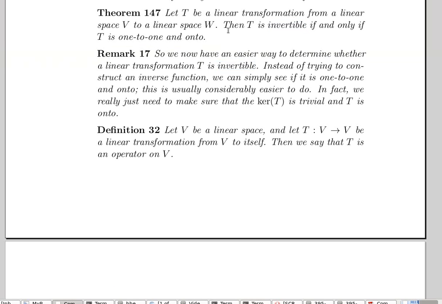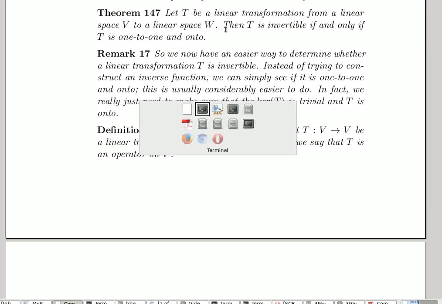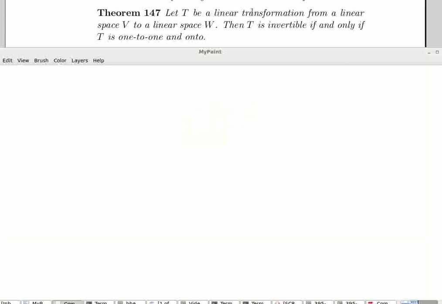So I'm going to show that if you have a linear transformation from V to W, T is invertible if and only if T is 1 to 1 and onto.